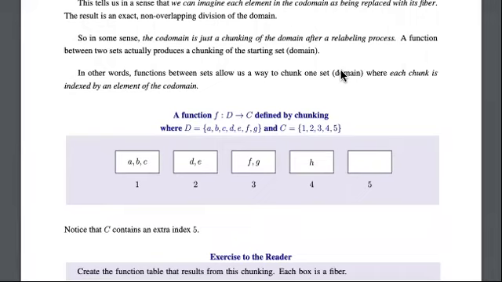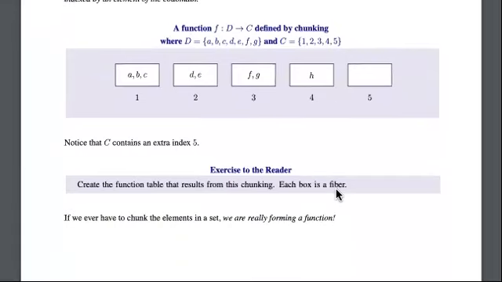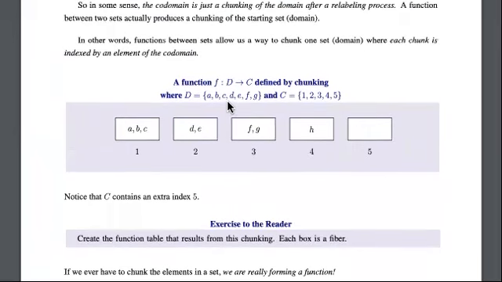So often we look at functions with tables, but we can also look at functions with such a diagram, which I call chunking or a fiber diagram. Let's suppose that we have a function that goes from a domain set D to a codomain 1, 2, 3, 4, 5. So everything in the codomain 1, 2, 3, 4, and 5 potentially has a preimage. Notice that 5 has a preimage of nothing.